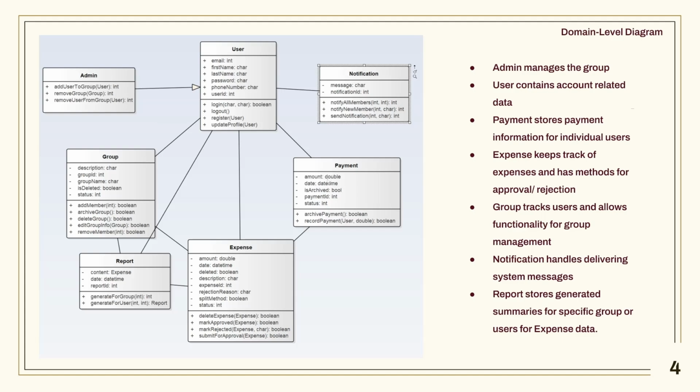Next we have the payment class, and its methods happen in the background rather than being available in the front end. It has the archive payment. When a payment is completed, it will archive the payment so that it's available for record keeping and historical records.